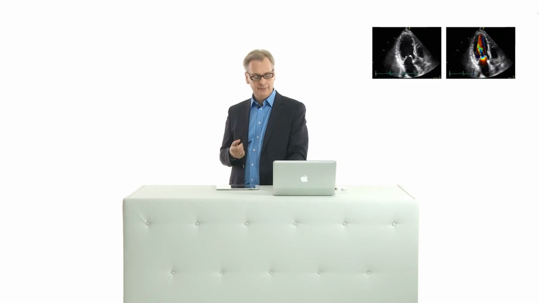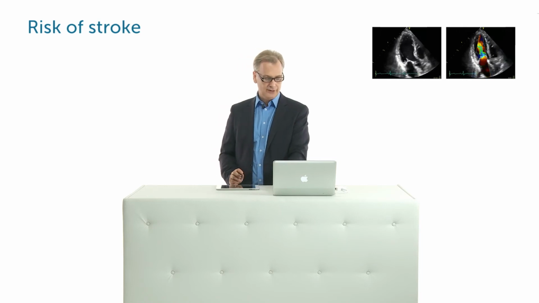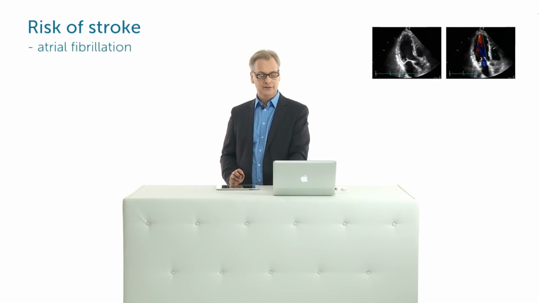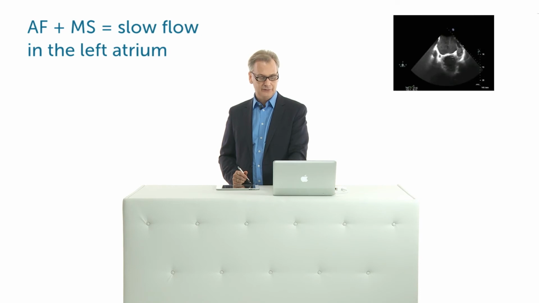Now, why did this patient develop a stroke? The reason is very simple. For one, patients with mitral stenosis are prone to develop atrial fibrillation. Maybe this patient did have intermittent atrial fibrillation. And this atrial fibrillation, as well as the stenosis, causes slow flow in the usually enlarged left atrium.